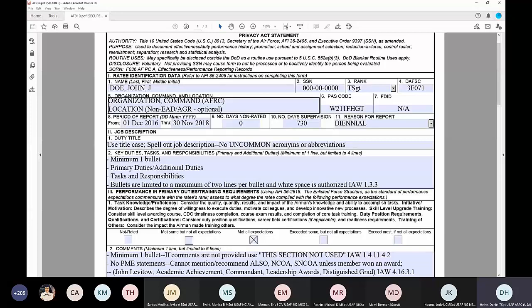You can have non-EAD or AGR in parentheses after the location. It is optional, however, it does help us when we're actually processing the report to match up the reason with the period with the rank. So you do not have to have non-EAD or AGR in Block 5, but it does help us at our level to process the report. The passcode should be the unit's passcode. This passcode should match the organization in Block 5.